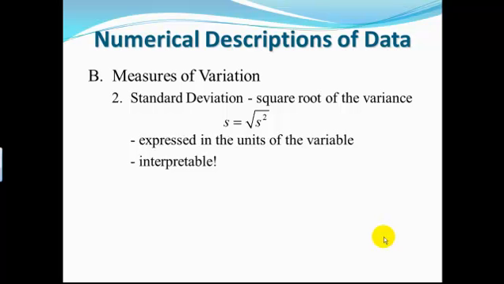So that's nice because I'm going to make up a word here. The standard deviation is interpretable. How do we interpret the standard deviation? Not so fast. Stay tuned. We're going to be looking at that in a second.